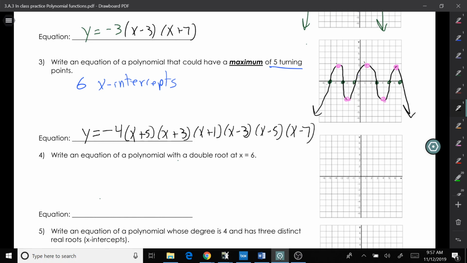These types of problems can be confusing because there are so many different correct answers. For example, if you would have just made this a +4, the graph would have looked different, but we would still have 5 turning points.